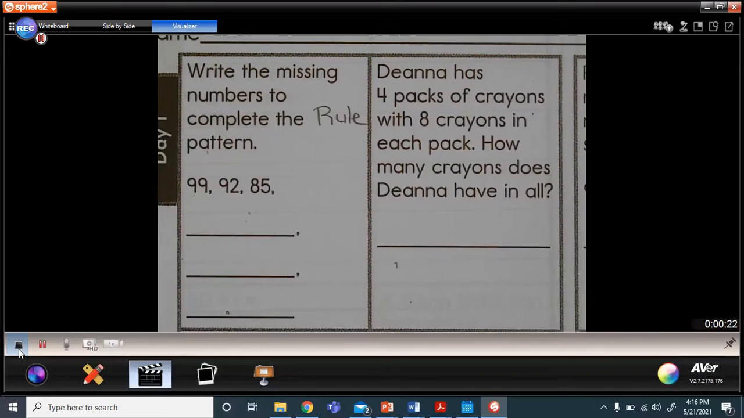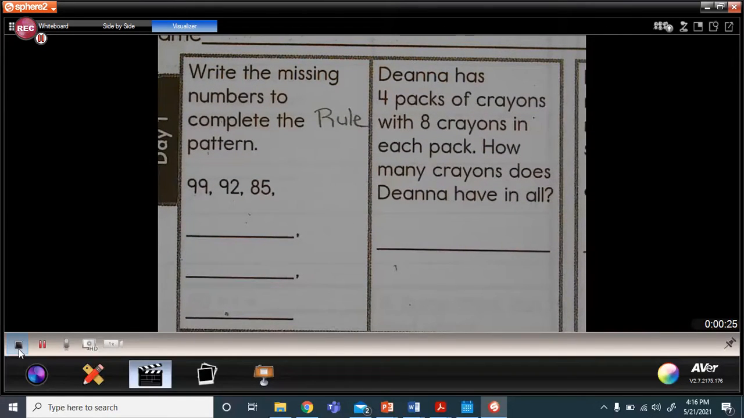Our first problem is looking at a pattern, and we're looking to find the missing numbers in this pattern. We can see that we have 99, 92, and 85. Now, if you notice, is each number increasing or decreasing? Increasing means the numbers are going up in value, and decreasing means they are going down in value. Right, they're decreasing.